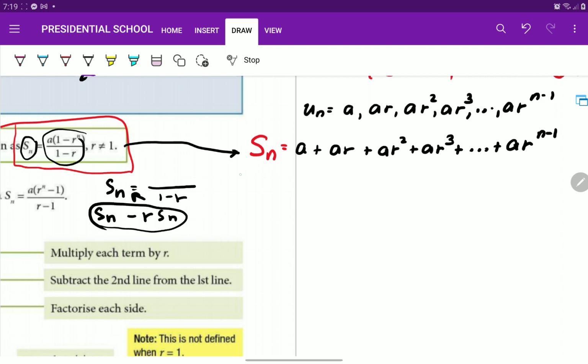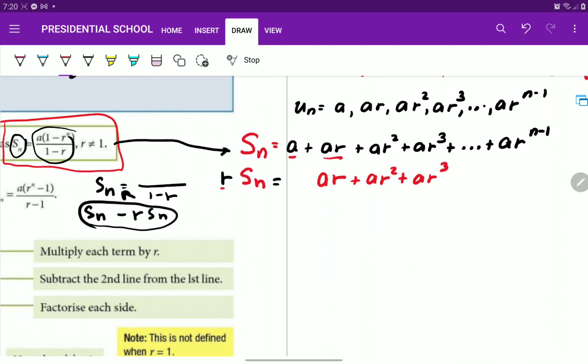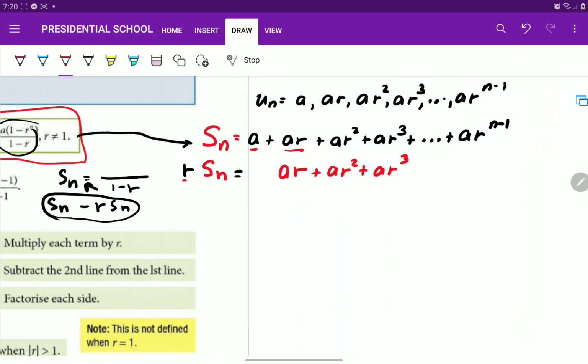So what we're going to do is multiply this S sub n by r. That will give you a times r, so this is a, all right, times r. That's going to be ar. Let's just put it here. This ar times r is ar squared, right? Plus ar cubed. Okay?